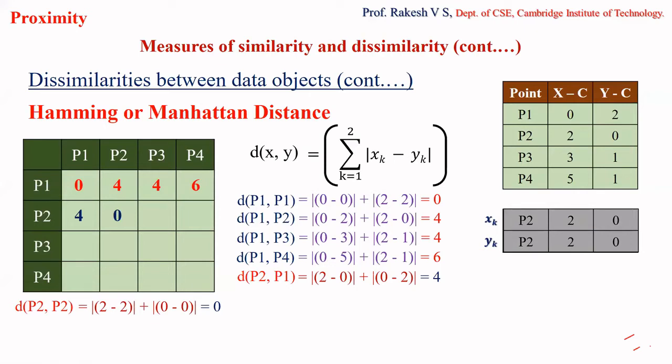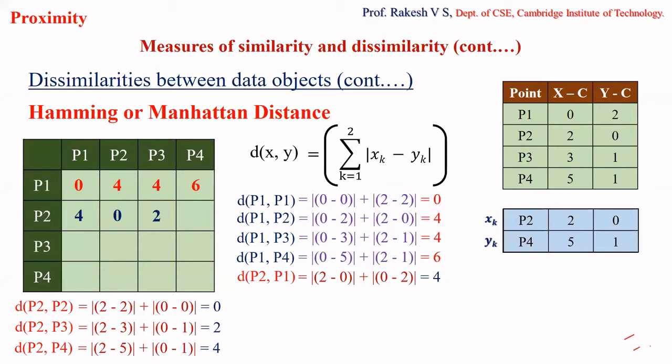Now I will find the distance between P2 and P3. The xk value becomes 2, 0 and the yk value becomes 3, 1. When I find the Manhattan distance, it is 2 minus 3 plus 0 minus 1, which equals 2. So I'll tabulate it. Next, I'll find the distance between P2 and P4. For P2, P4, xk value becomes 2, 0 and yk value becomes 5, 1. Now when I compute the Manhattan distance, it is 2 minus 5 plus 0 minus 1, which equals 4. So I'll tabulate it as 4.